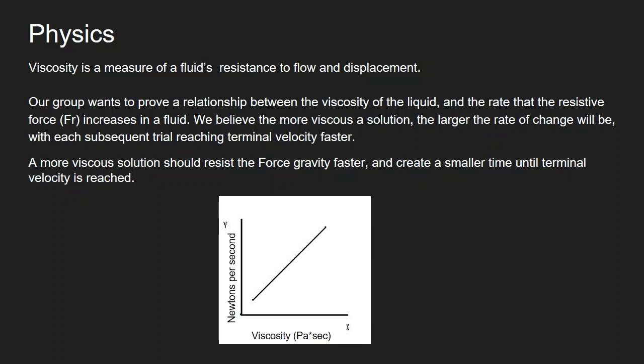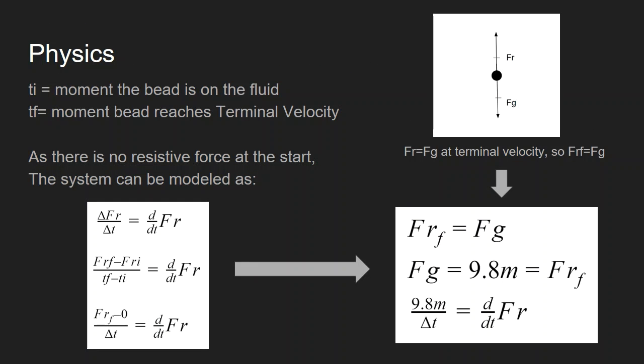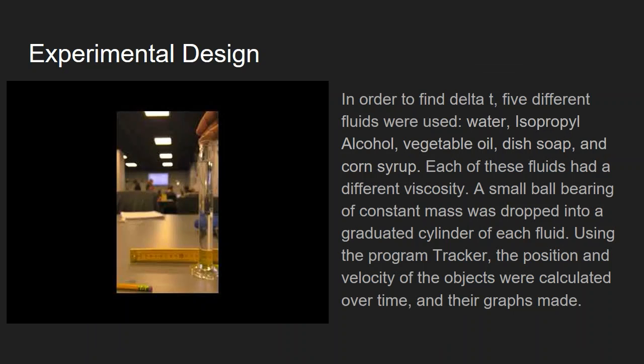velocity is reached. Using what we know about the rate equation delta y over delta x, and the fact that at the start of the drop Fr will equal 0, we can write a formula for the rate of Fr as this. In order to find delta T, 5 different fluids were used: water, isopropyl alcohol, vegetable oil, dish soap, and corn syrup. Each of these fluids had a different viscosity.